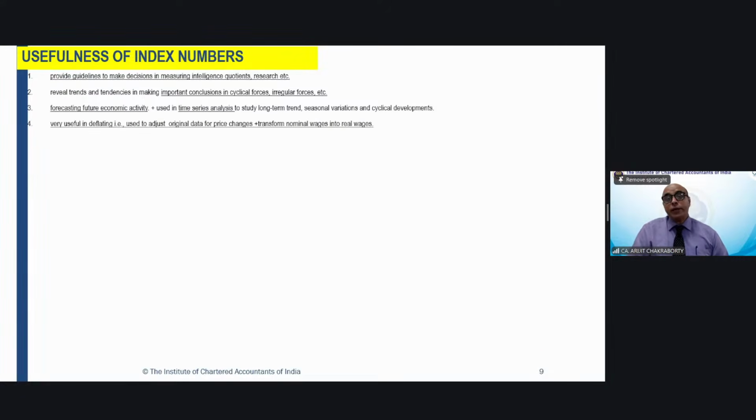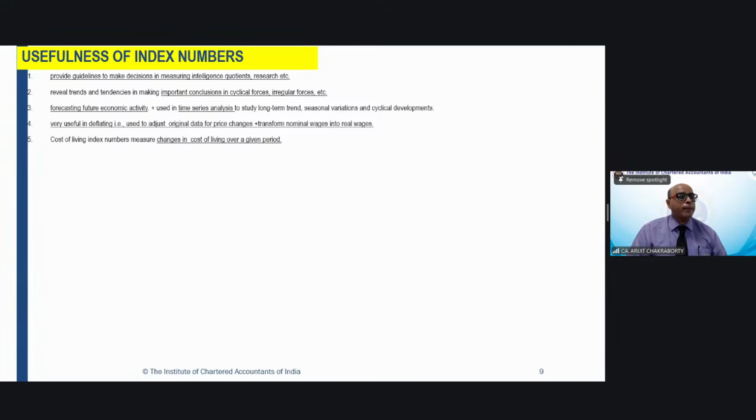So future economic activity of the country, and of course this is very significant both from the central government's perspective as well as the state government's perspective, right? And you can see that this is entirely based on the principles of index number. And another chapter which we do not have in the statistics syllabus is time series analysis. I'm sure some of you have done time series analysis in your +2.